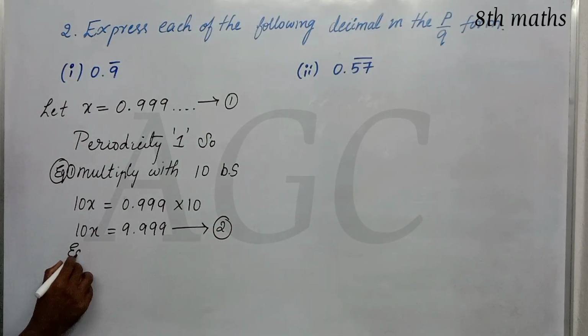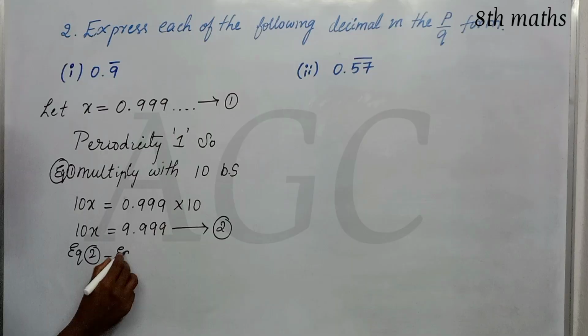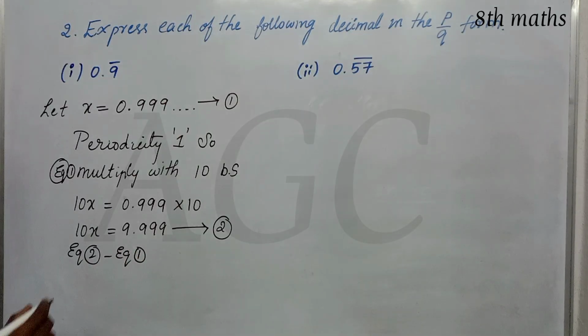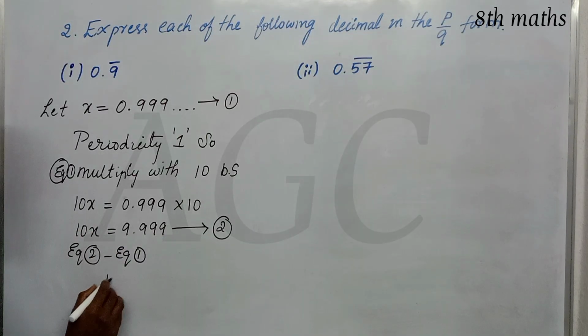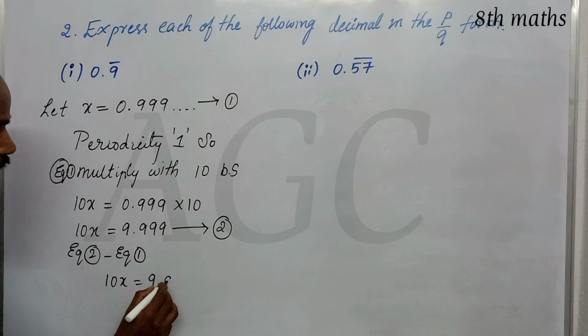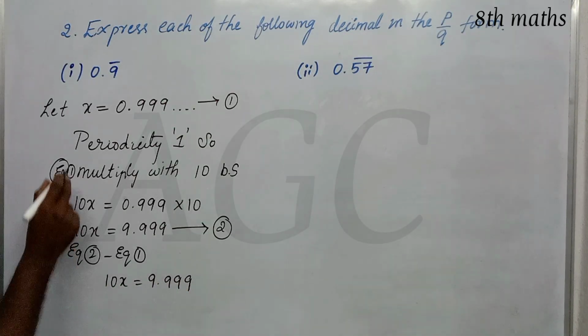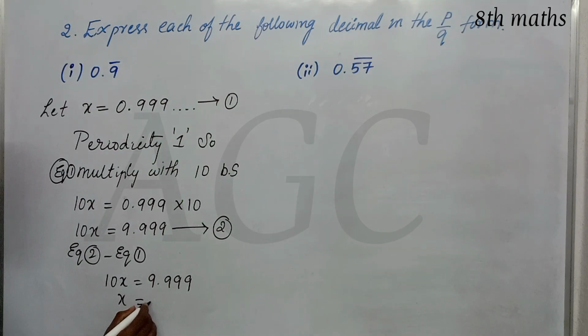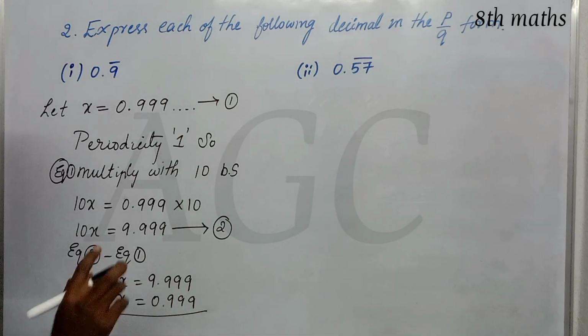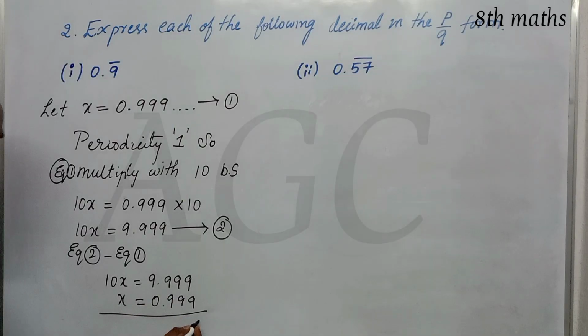Now we need to subtract equation 1 from equation 2. Equation 2 minus equation 1. What is equation 2 here? 10x equals 9.999. And what is equation 1 here? x equals 0.999. You can write any number of 9s, but for our understanding I took only 3. No issue. Now do the subtraction. It is 9. And 10x minus x: out of 10x, I am removing 1x. It becomes 9x.